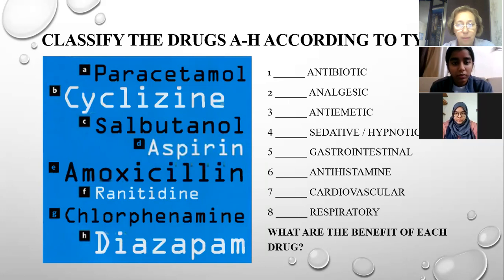Amoxicillin. Amoxicillin is antibiotic. What about analgesics? Aspirin. Paracetamol. Yes, okay. Then cyclizine is antihistamine, and cyclizine is also antiemetic, it means preventing vomiting, yes.